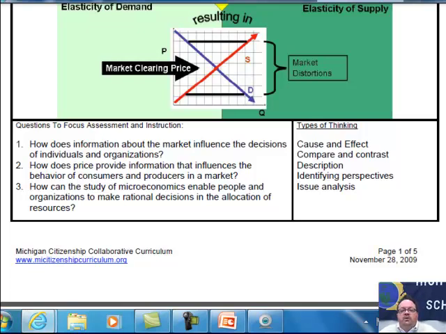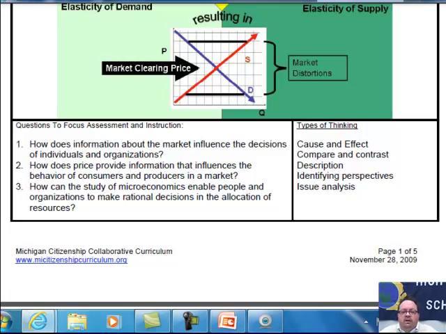Two, how does price provide information that influences the behavior of consumers and producers in the market? How does price tell us things that make us behave in a certain way? So if the price goes down, our behavior will be a certain way. Like, yes, I want to buy more. If price goes up, I will kind of step back. One of the things we can talk about is gasoline. If the price of gasoline goes up $1, my pleasure driving, and maybe my driving up north or driving to Florida, greatly decreases.